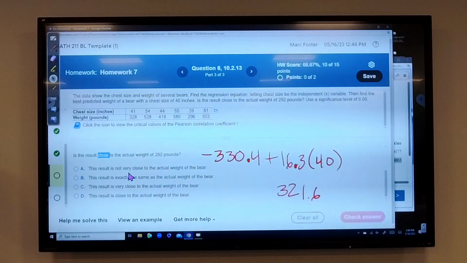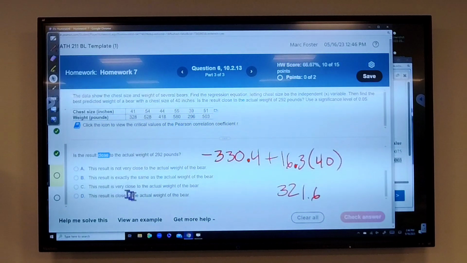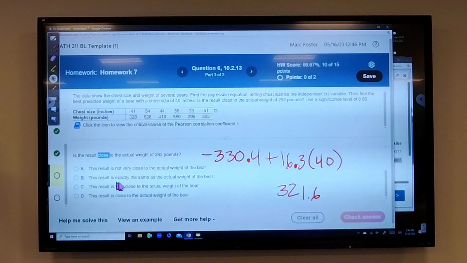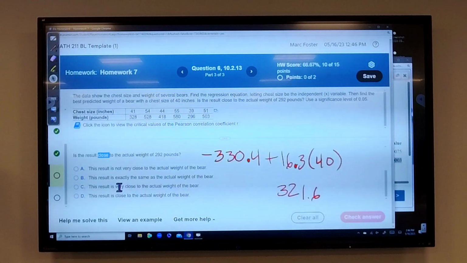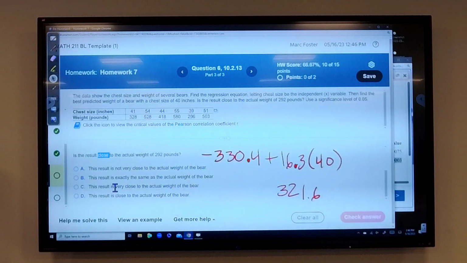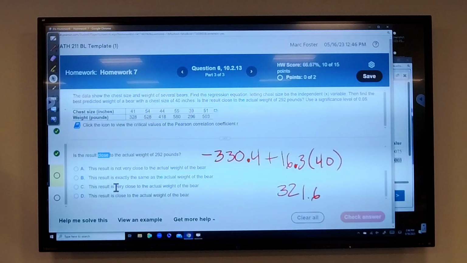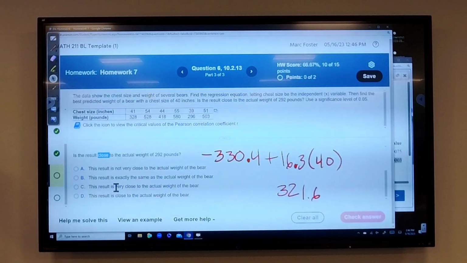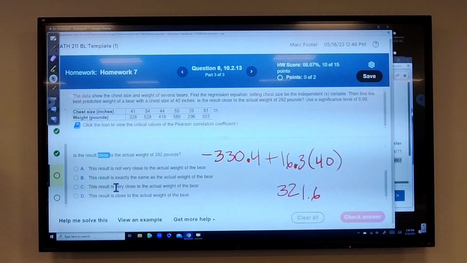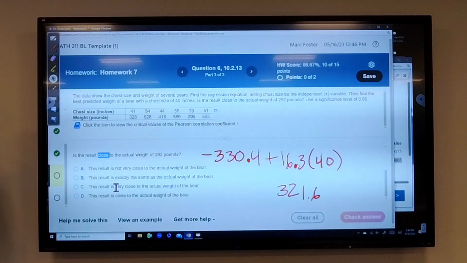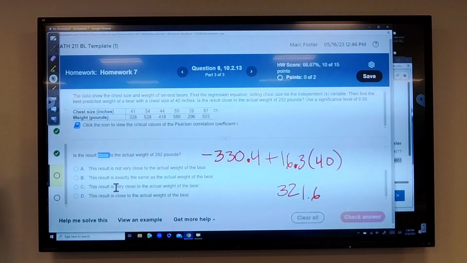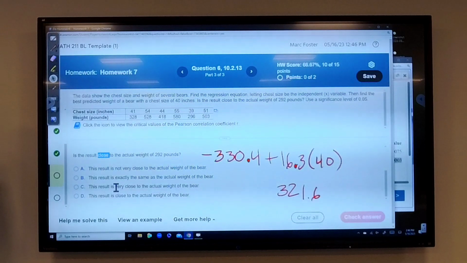They've given me the options of not very close, exactly the same, very close, and close. Well, first of all, it's not exactly the same. I would go so far as to say it's not very close. I mean, that's almost 30 pounds difference. Now, I'm predicting the weight of a bear. 30 pounds might be close. You know, if I was predicting the weight of a monster truck and I was within 30 pounds, that'd be really close. It's a bear.